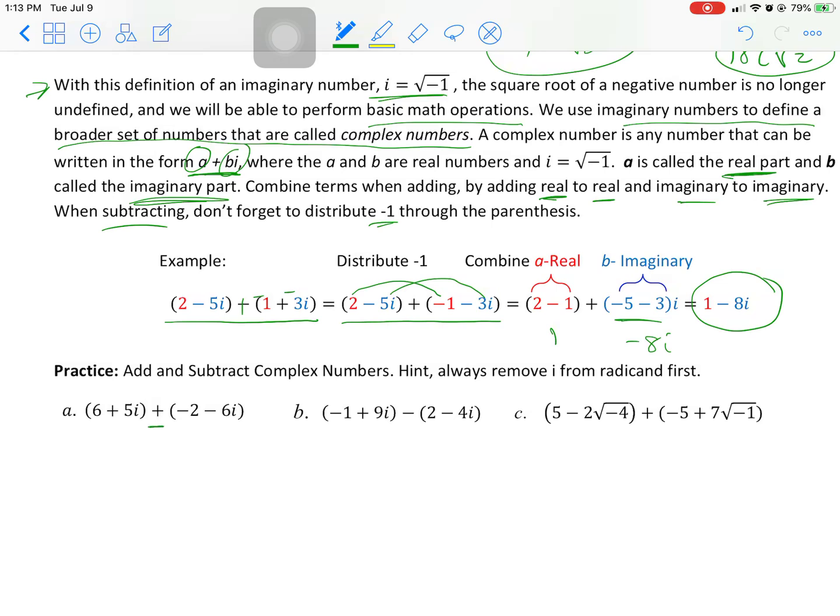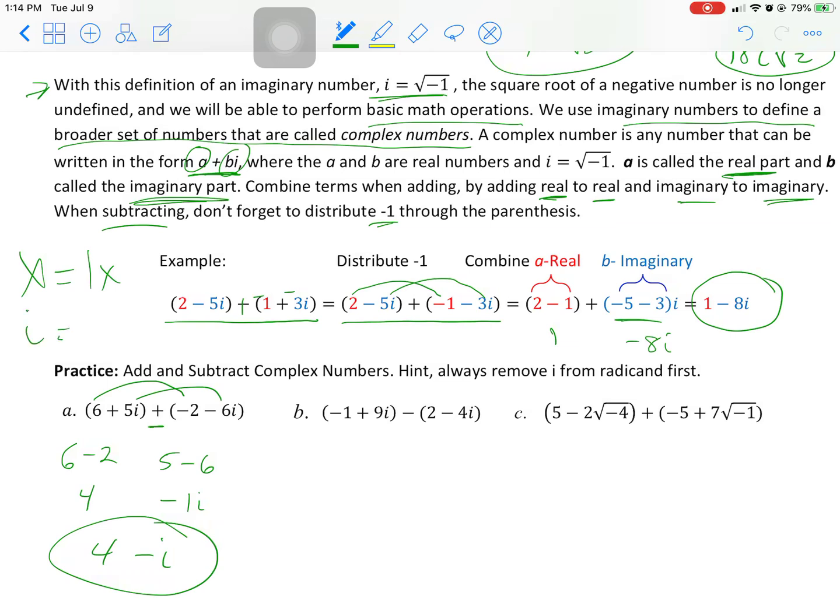This is an addition. I noticed that right off, so there's no negative to distribute. So real plus real, 6 minus 2 is 4. And then 5 minus 6 is -1. So my final answer is 4 minus i, because this is the i part. You can put the 1 in front if you want to, but like the variables, x is the same as 1x. Well, i is the same as 1i, so you don't have to put that 1 there.